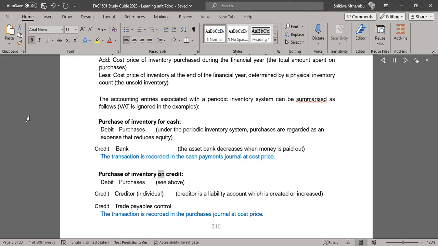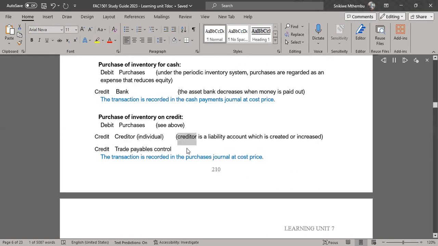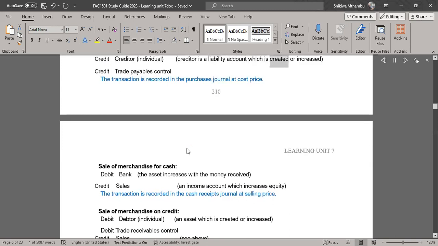Purchase of inventory on credit. Debit purchases, see above. Credit creditor, individual, creditor is a liability account which is created or increased. Credit trade payables control. The transaction is recorded in the purchases journal at cost price.